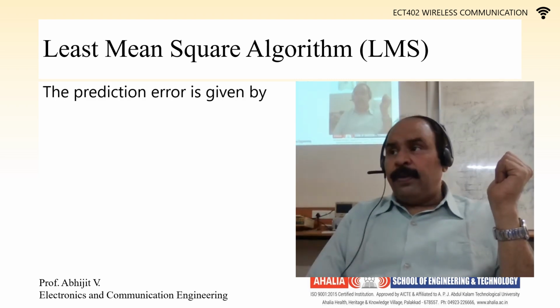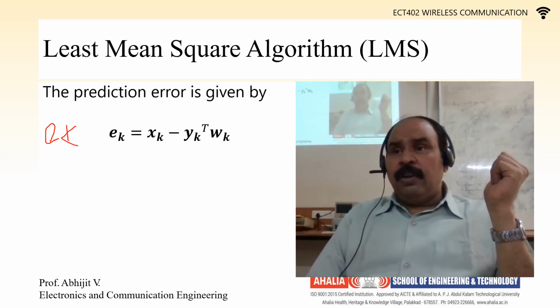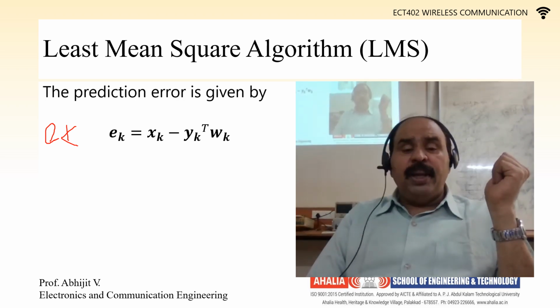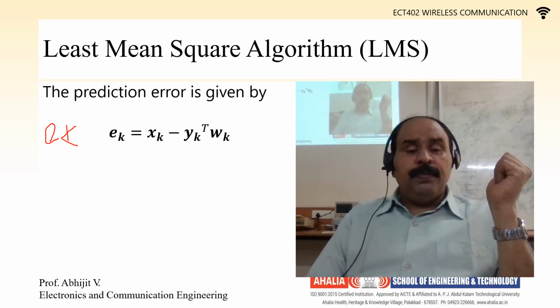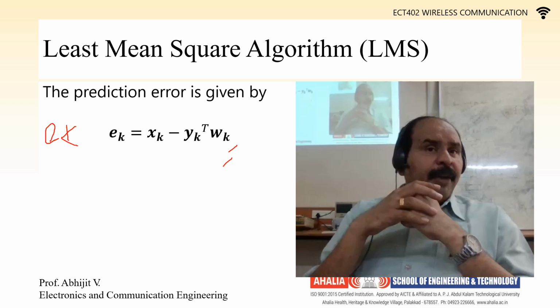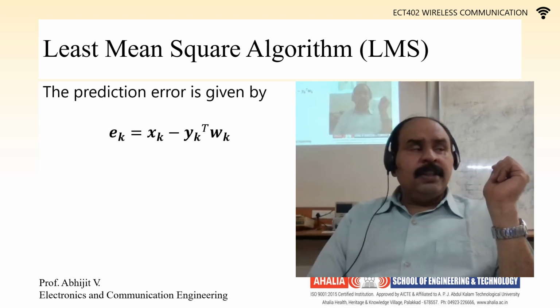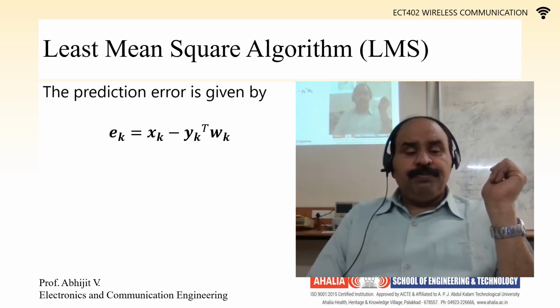So let us define the prediction error e_k. e_k is given as the input signal x of k minus y_k transpose into w_k. w_k is the coefficient that is going to determine the properties of our equalizer. So this is the prediction error.